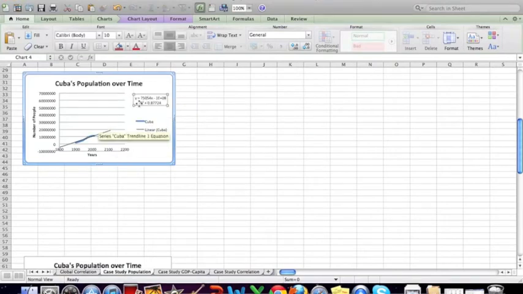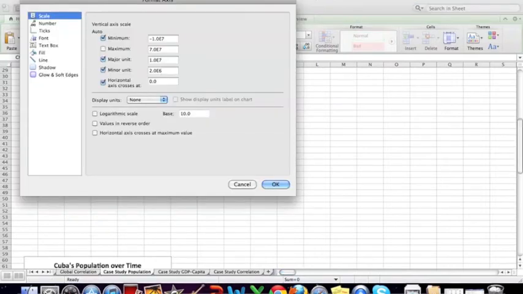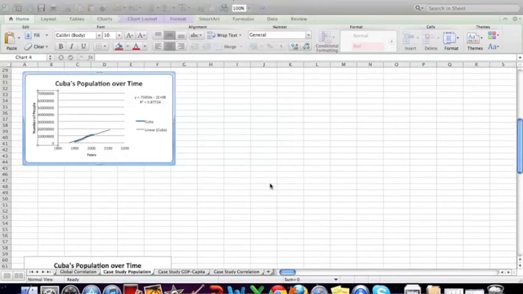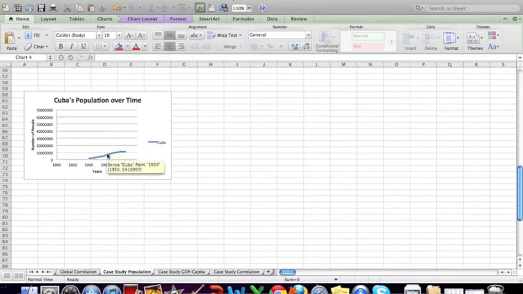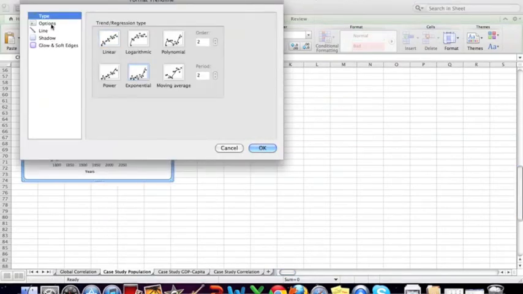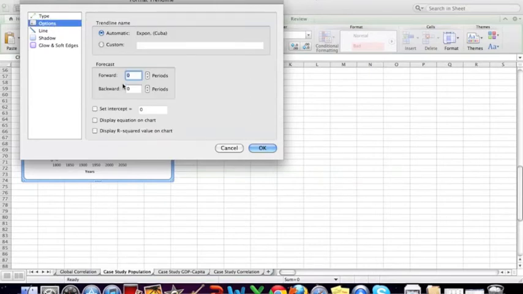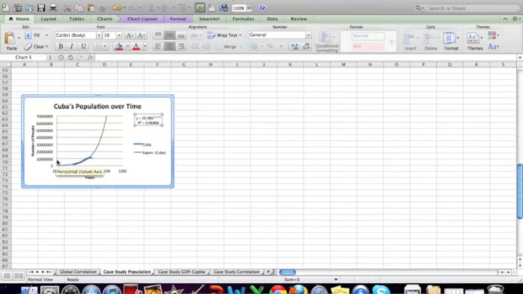Okay. I'm going to go ahead and make this so it's not negative. There we go. And then on this one, I'm going to add an exponential trend line and forecast 100 years, display the equation and R squared value. And you can see with this one, it curves nicely and does not pass 0.